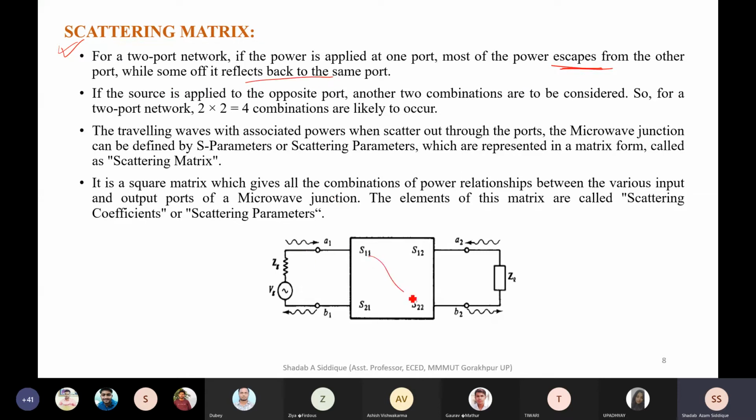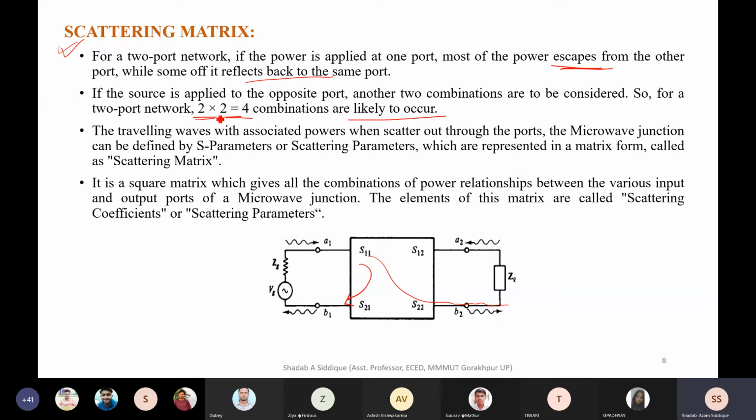So most of the power will escape from the other port, and some of it will be reflected back. Now, if the source is applied at the opposite port, another two combinations have to be considered. One port is the source and the other is the load, so the combinations will be 2 cross 2. That means 4 combinations will be there for a 2-port network.